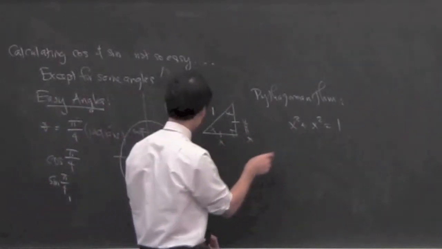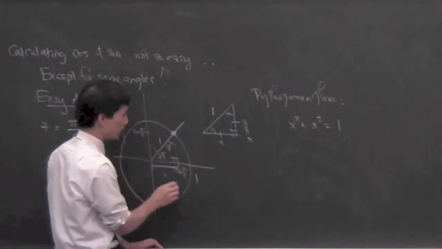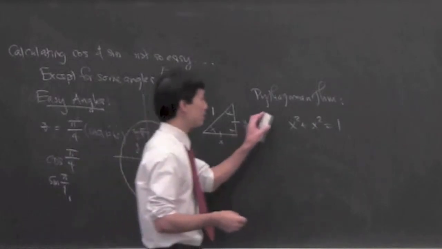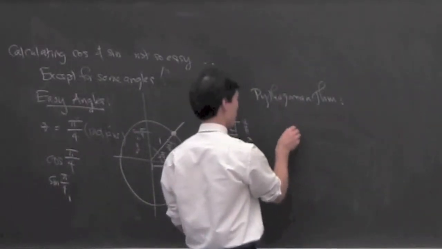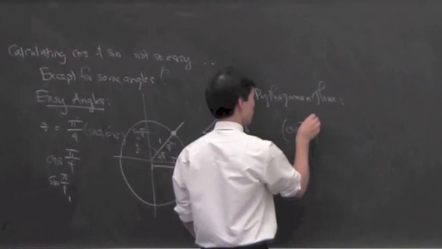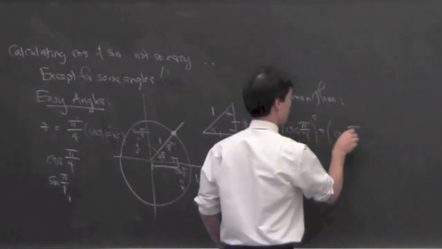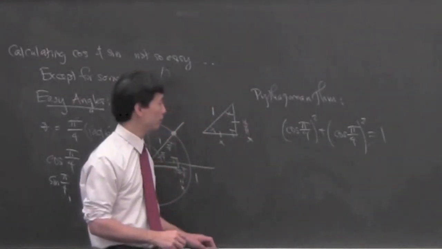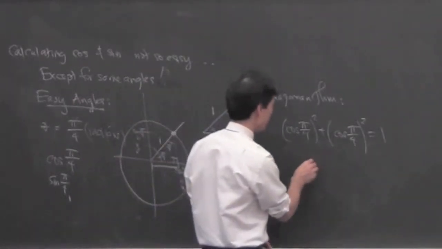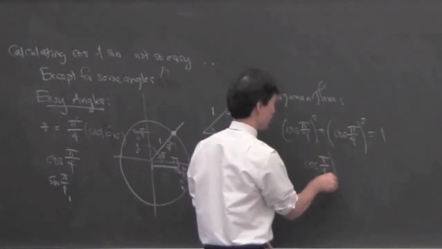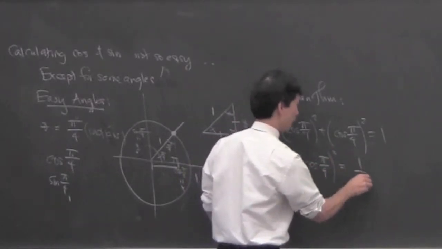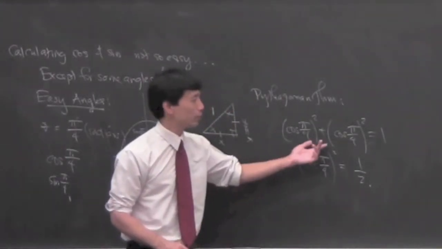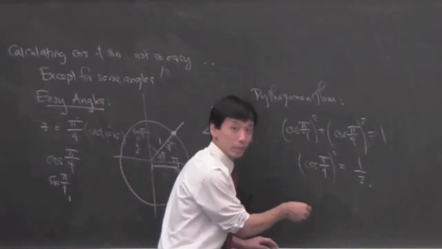Okay, so let's call this length x, and let's call this thing y. Maybe instead I'll just write it like this: cosine of this squared plus cosine of this squared is equal to 1. So what does that tell you? That tells you that cosine of this squared is 1/2. We divide both sides by 2, since we've got 2 cosine squareds on the left, and then we take the square root.